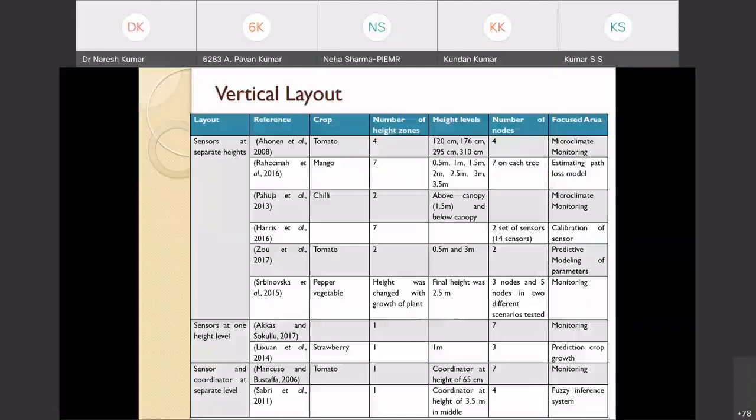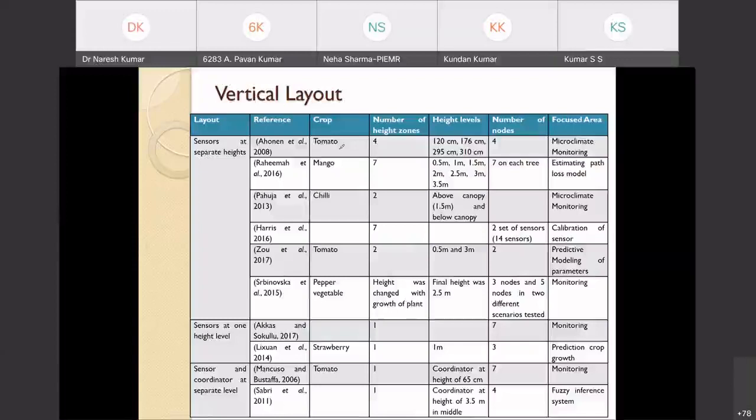And similarly, we have vertical layouts, and these kinds of layouts place the sensors at separate heights, and then we have sensors at the same height level and the coordinator at a separate level. So this is another open area where the vertical layout of the sensors is not standardized. So for the standardization, one can work in this case, and there are a few references.